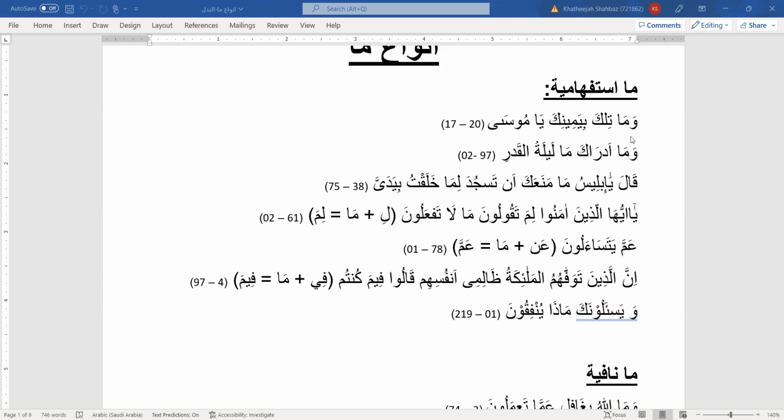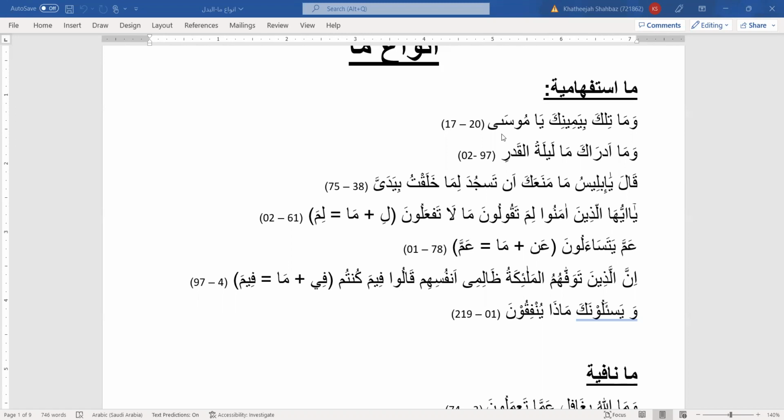Assalamu alaikum. Wa alaikum assalam wa rahmatullah. وَمَا تِلْكَ بِيَمِينِكَ يَا مُوسَى. What, ma, what, tilka, that, bi, with, yaminika, your right hand, ya, O Musa. And what is that in your right hand, O Musa? Very good.